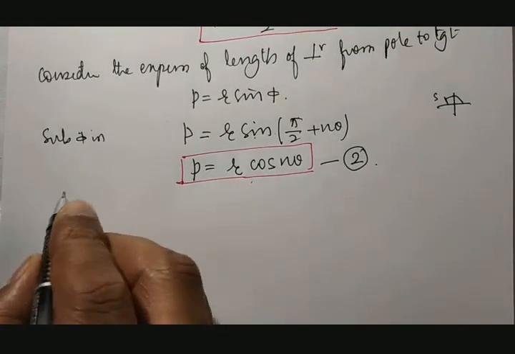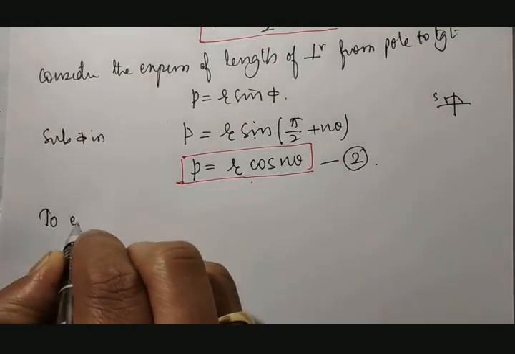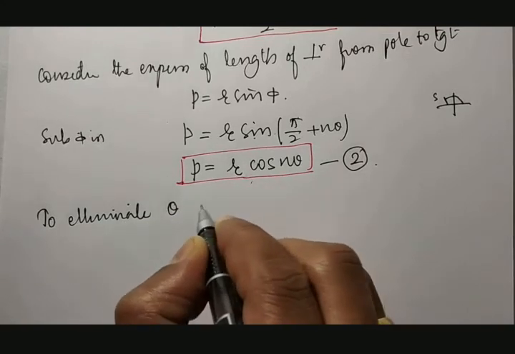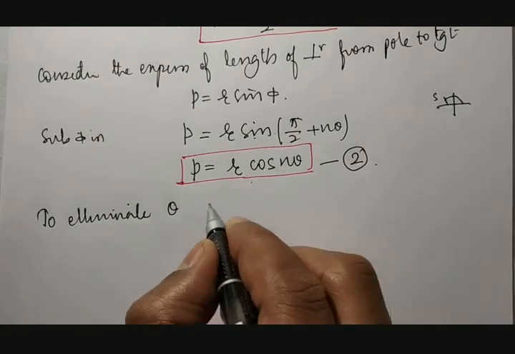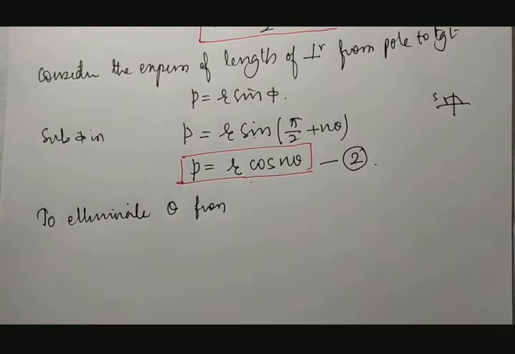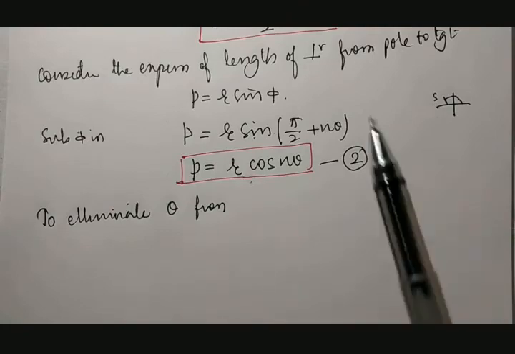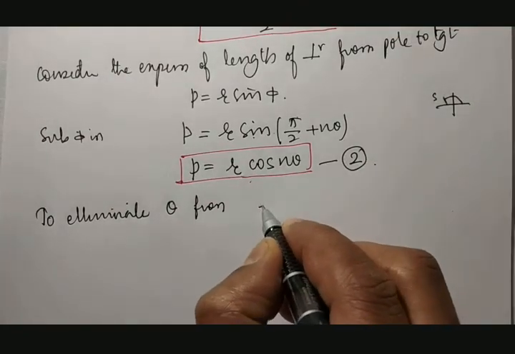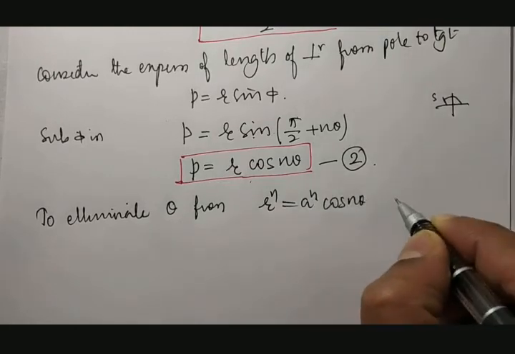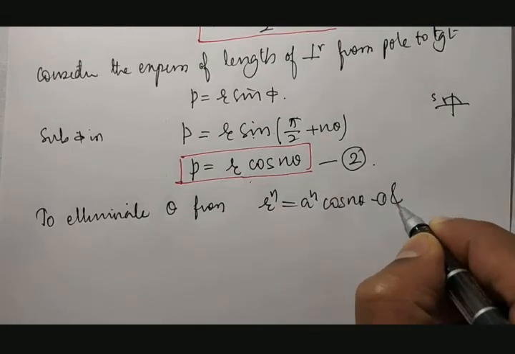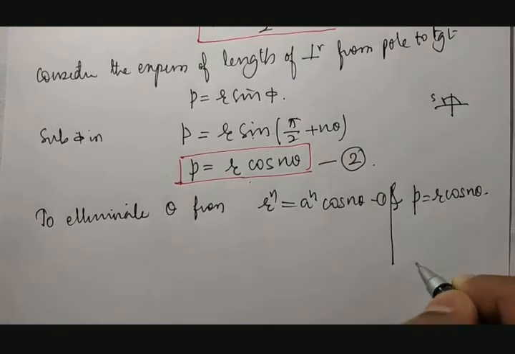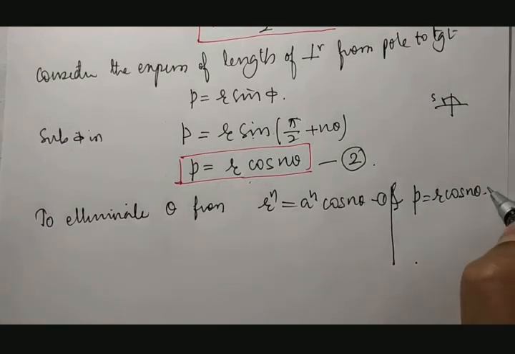Then what to do? To eliminate θ from the given curves. What are those curves now? Very first, the given curve, equation number 1, that is r^n = a^n cos nθ, and p = r cos nθ. There are two curves given. This is equation number 2.